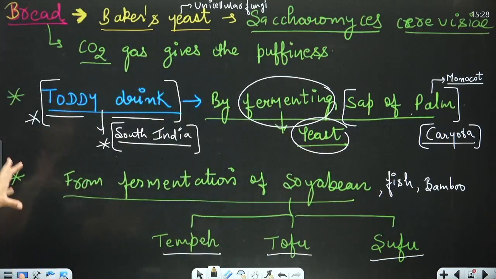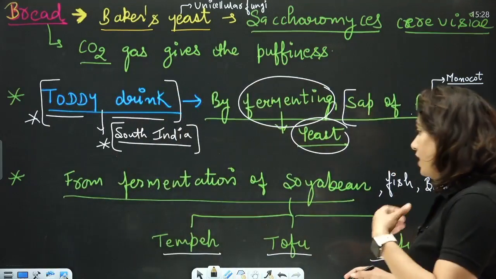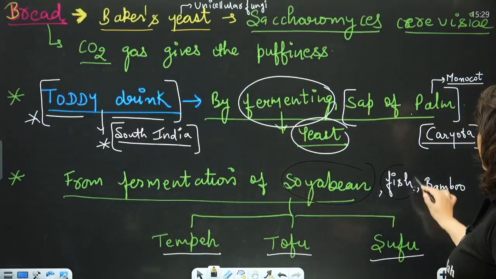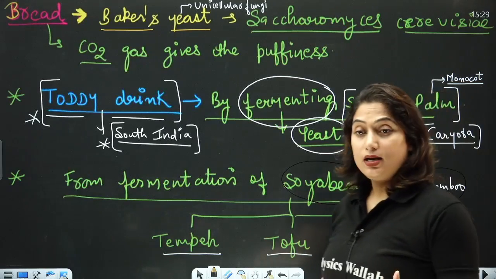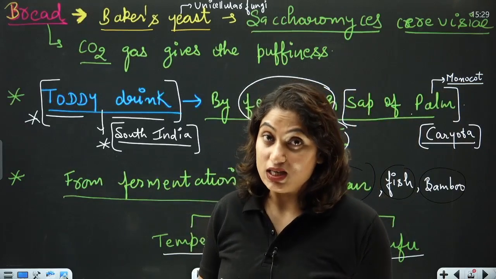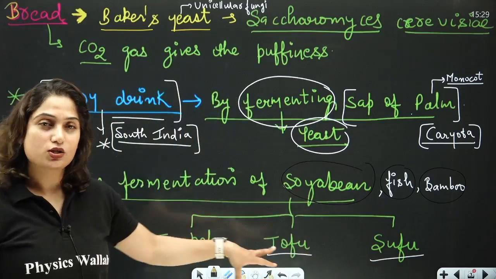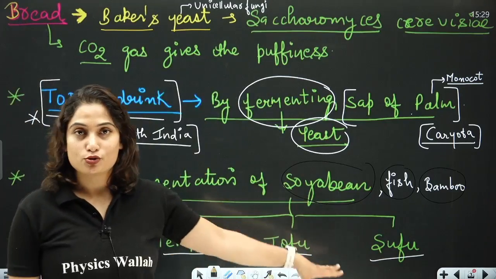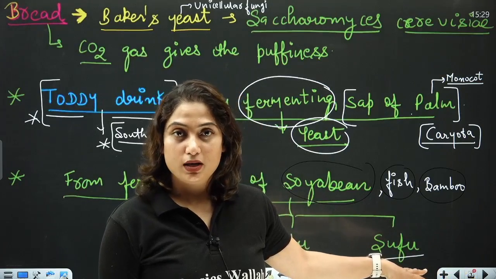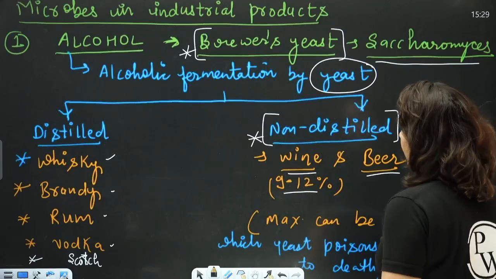Okay, then there are certain food products which are formed by the fermentation of various food material like soya bean, like fish, like bamboo. So when soya bean is fermented with the help of yeast, then these products are formed. Tempeh, tofu, sufu. This question can directly come. Tempeh, tofu, sufu. These are the fermented soya bean products. When soya bean is fermented with the help of yeast, then tempeh, tofu, sufu is formed. Okay? Let's move on further.